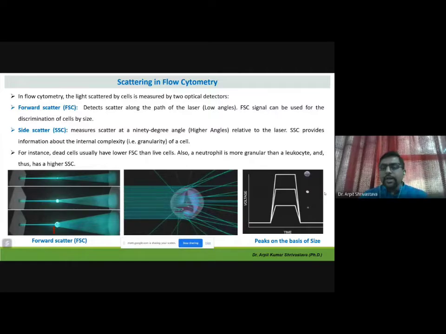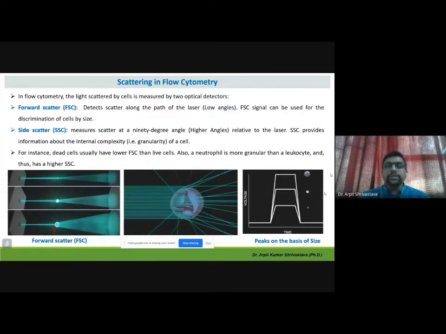So the different granules and different structures deviate the path of light, and it will deflect many times within the cell. That's why the more complex the structure is, the more side scattering will occur. As you can see in the third graph, the larger the size, the larger the peak you will find. Smaller the size, smaller the peak you will find.